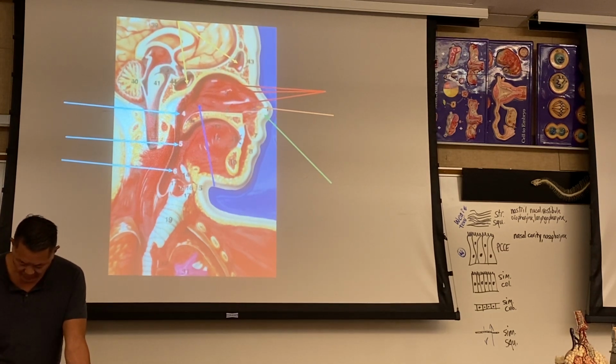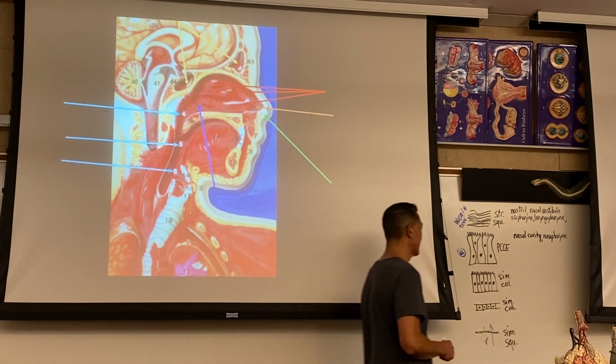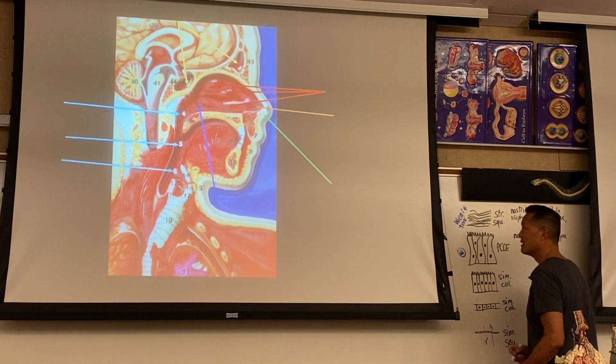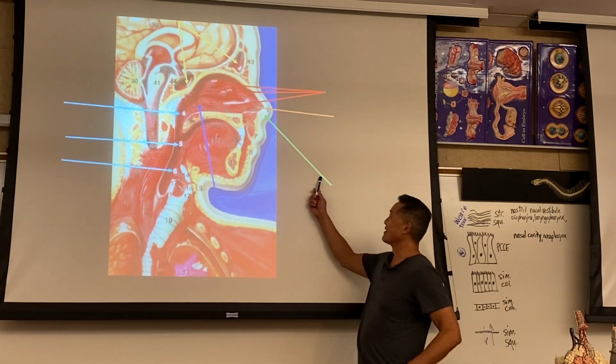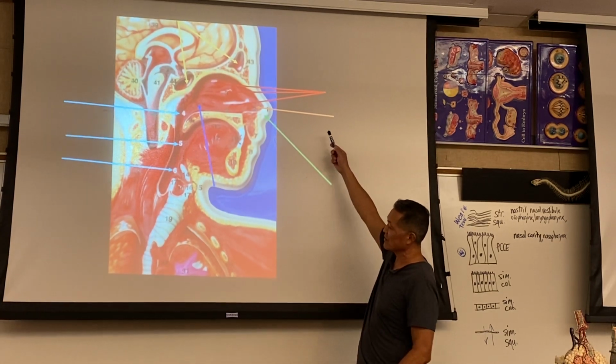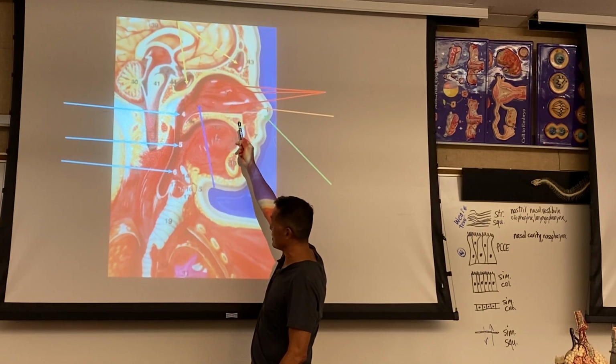Let me know if you need me to fill in all those arrows. It's the same color as the other mid-sagittal head. Nostril, green. Nasal vestibule, orange. The three nasal conchae in red: superior, middle, and inferior.